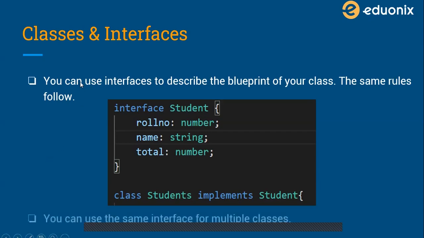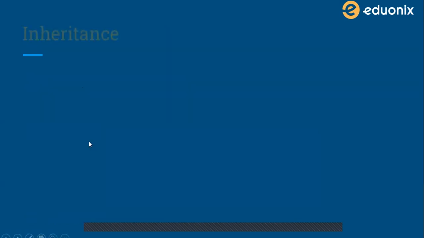So that's how interfaces work. I'll show you an example later on. And you can use the same interface for multiple classes. You can create a student class, and maybe a college student class and a high school student class. So you can use it for multiple classes.